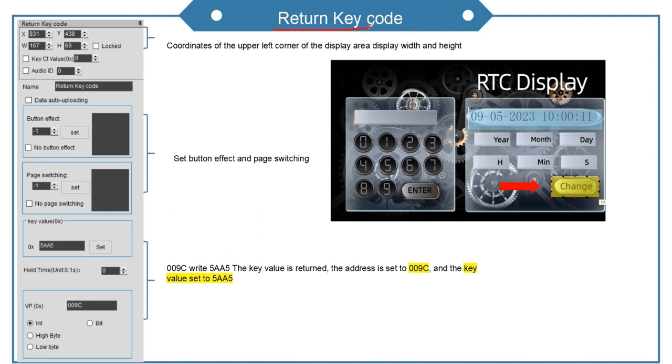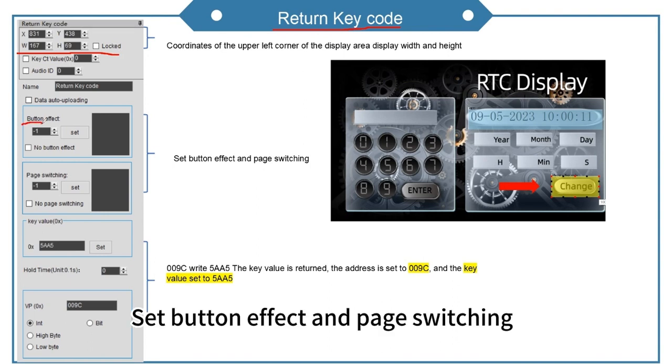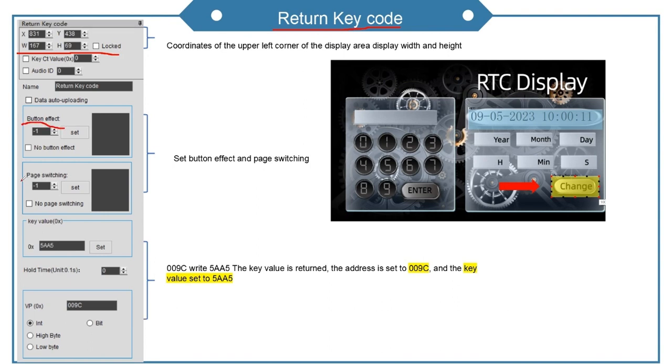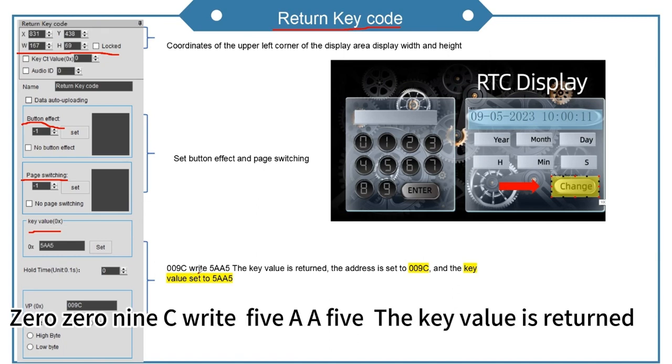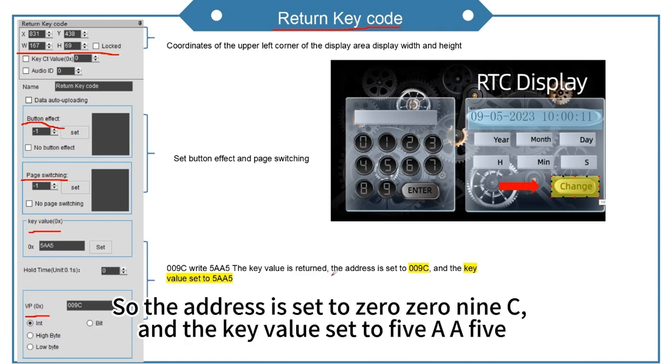Return key code. Add it to the change button. Coordinate can be set by default. Set button effect and page switching. Key value and VP number. 009C write 5A 5A. The key value is returned. So the address is set to 009C, and the key value set to 505.